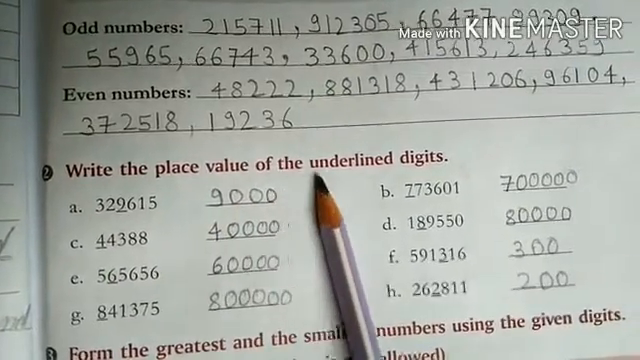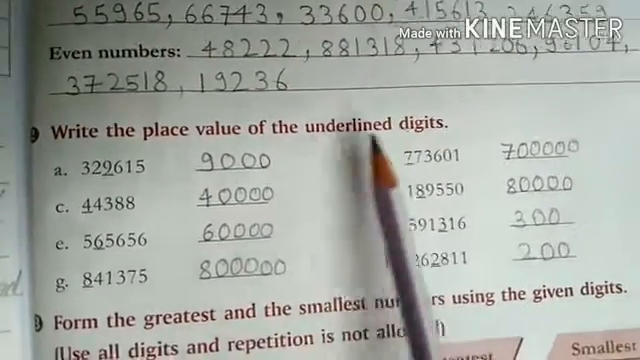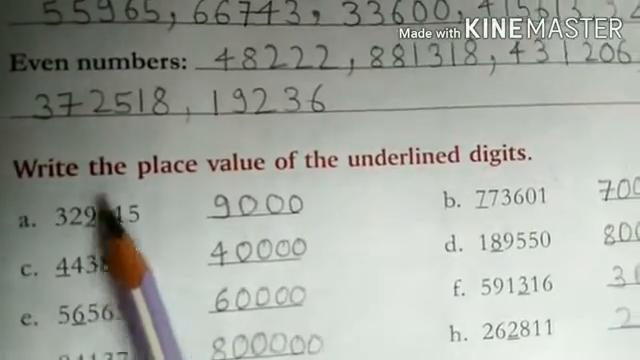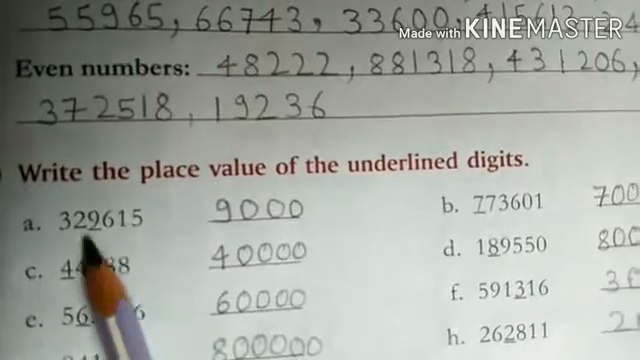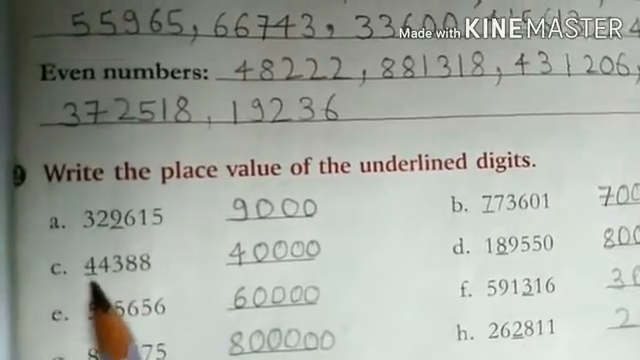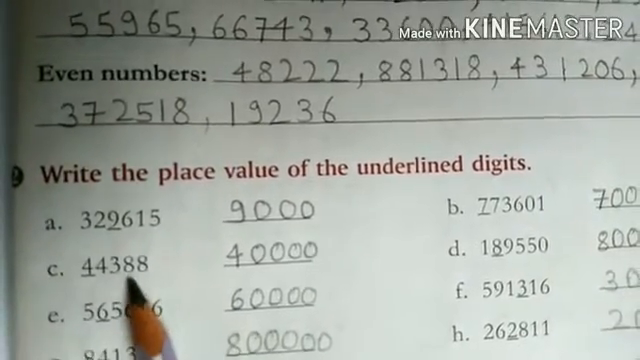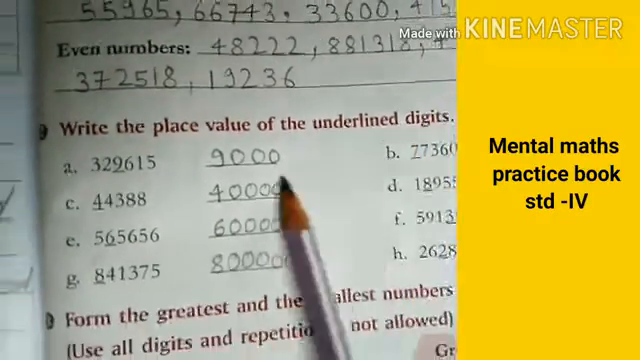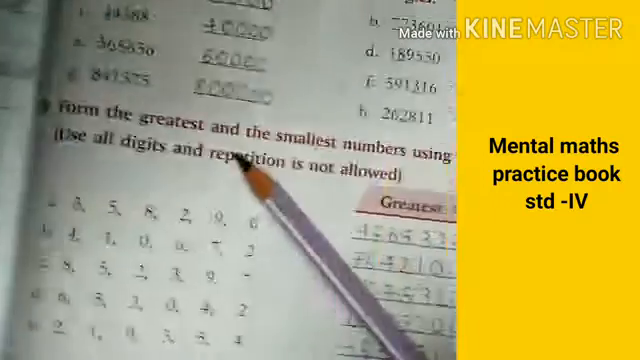Next, write the place value of the underlined digits. Here you can see 9 is in the 1000 place. You can see 1s, 10s, 100s and 1000s. So I have written 9000. Here 4 is in the 10,000 place. So I have written 40,000. This way you can do all of these on your own.